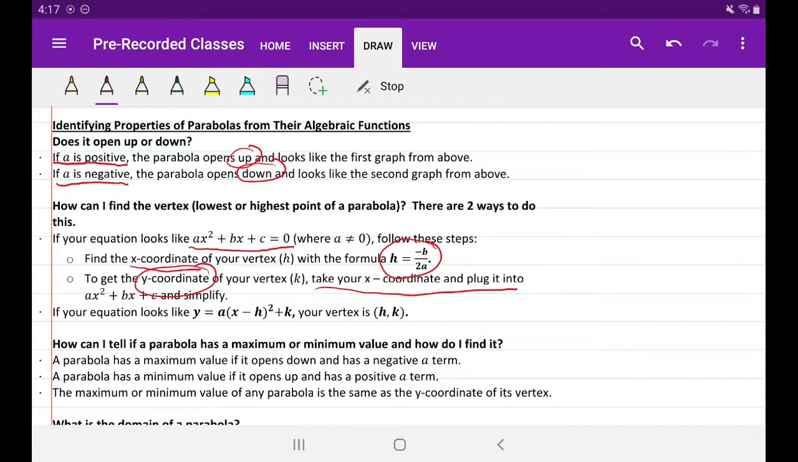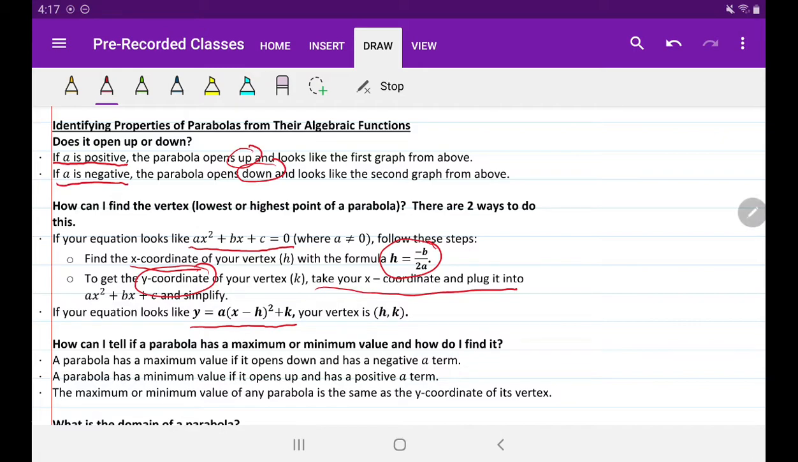The other way that we could find our vertex is if the equation looks like this. Y equals a times x minus h squared plus k. And this is really easy. When you see this, you might think, well, gee, I have to take that x minus h squared, expand that out, distribute the a, add the k, simplify everything, and then run through negative b over 2a. You could do that if you want to. It would take you a lot of time.